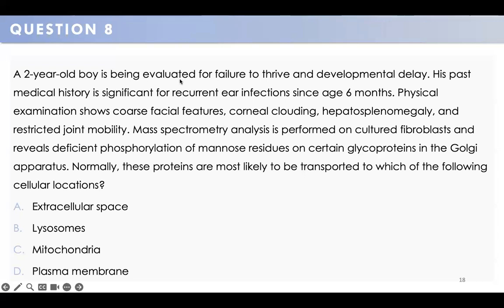A 2-year-old boy is being evaluated for failure to thrive and developmental delay. His past medical history is significant for recurrent ear infections since the age of 6 months. Physical examination shows coarse facial features, corneal clouding, splenomegaly, and restricted joint mobility. Mass spectrometry analysis performed on the cultured fibroblasts reveals deficient phosphorylation of the mannose residues on certain glycoproteins in the Golgi apparatus. Normally, these proteins are most likely to be transported to which of the following cellular locations?